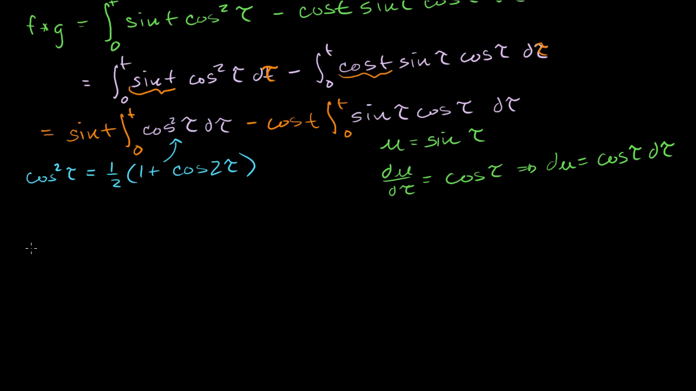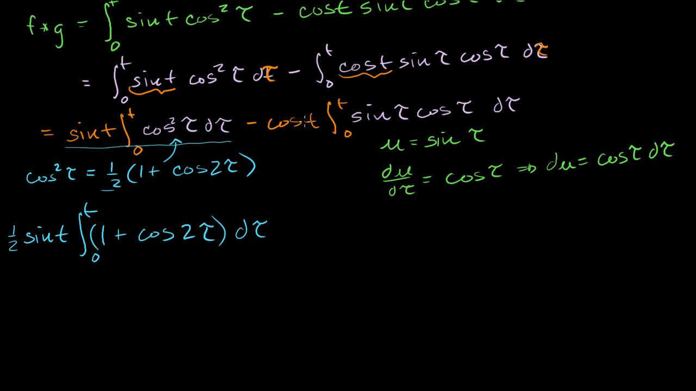So this first one over here, let me just write it here. We get sine of t times the integral from 0 to t of this thing here. Let me just take the 1/2 out, to keep things simple. So I'll put the 1/2 out here. That's this 1/2. So 1 plus cosine of 2 tau, and all of that is d tau. That's this integral right there.